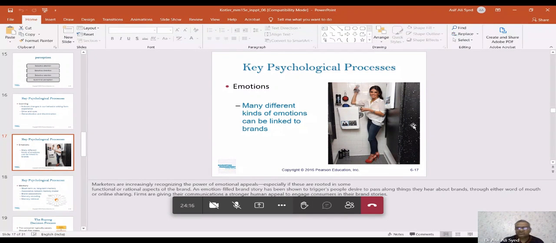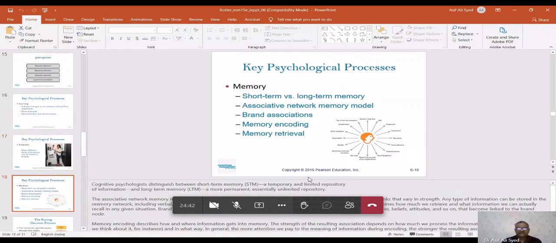So that would remind you of the entire environment to which these sensory signals are linked, and they trigger certain types of emotions. So effectively, different kinds of emotions can be linked to different types of brands, and these emotions play a vital role in deciding the type of brand or product that you want to purchase. Now, memory also happens to be an important psychological process.